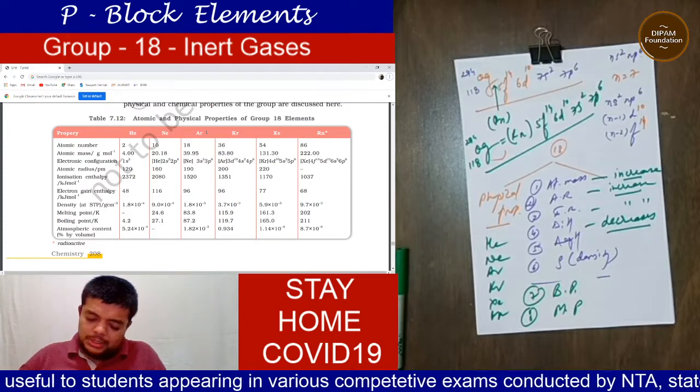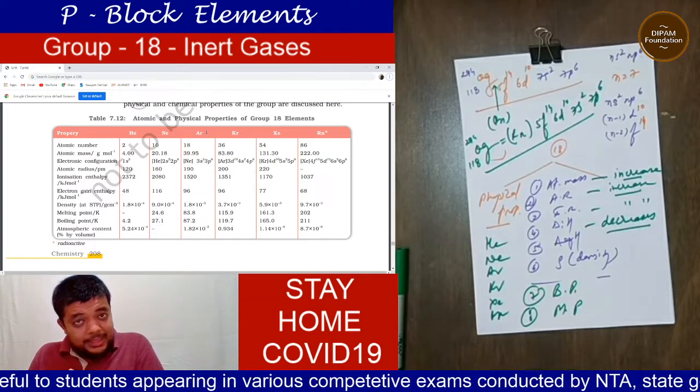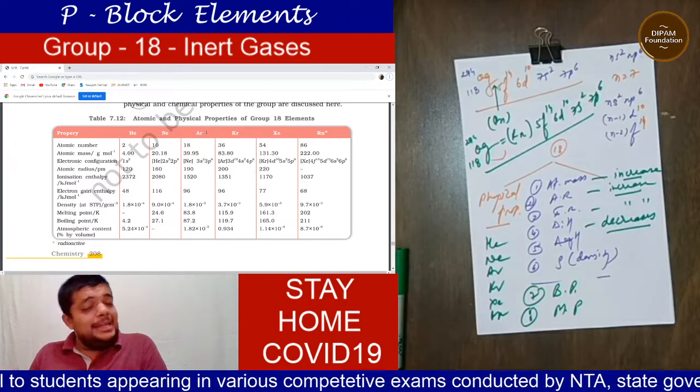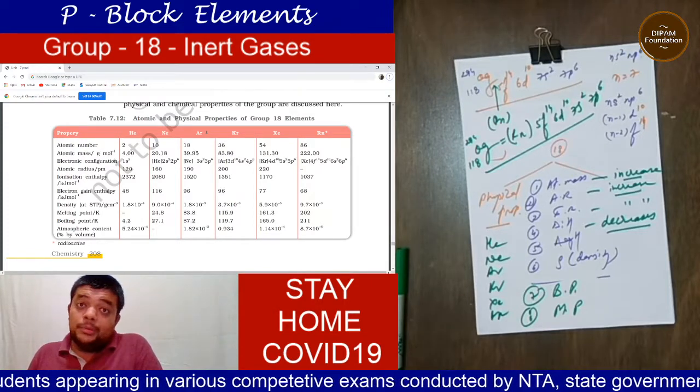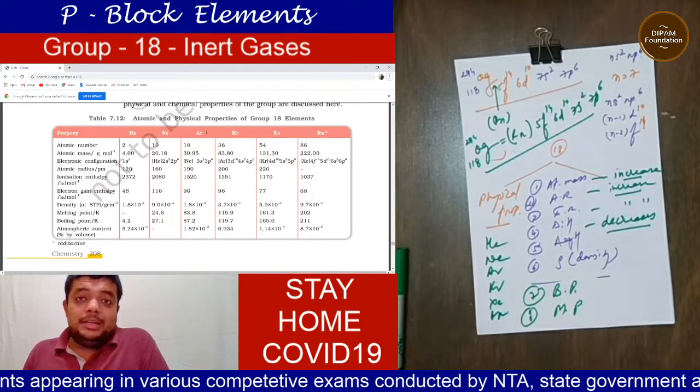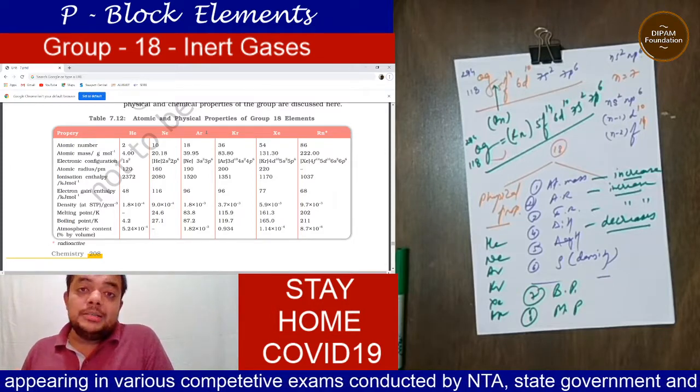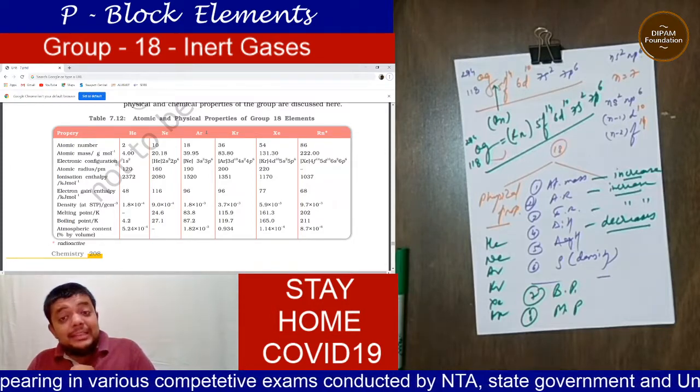So as of now, we have learned that the atomic mass is increasing going down the group. Atomic radii is increasing going down the group. Ionic radii tends to increase going down the group. But when it comes to ionization enthalpy, the order gets reversed. Going down the group, its value decreases.